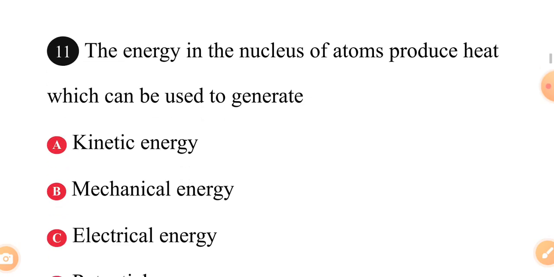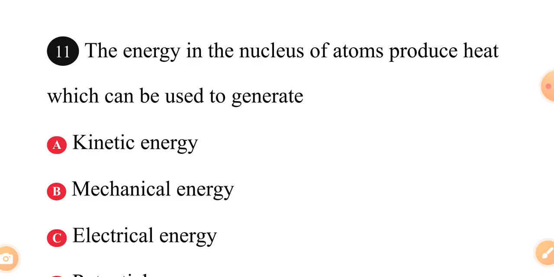The energy in the nucleus of atoms produce heat which can be used to generate dash. The energy in the nucleus, of course you know the nucleus is at the center. The nucleus contains both the neutron and the proton. Electron is always revolving around at the shell. The energy in the nucleus of atoms produce heat which can be used to generate dash.